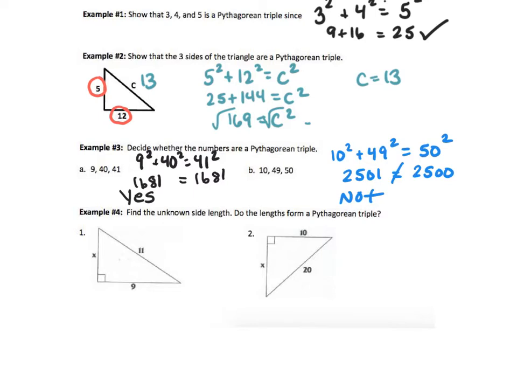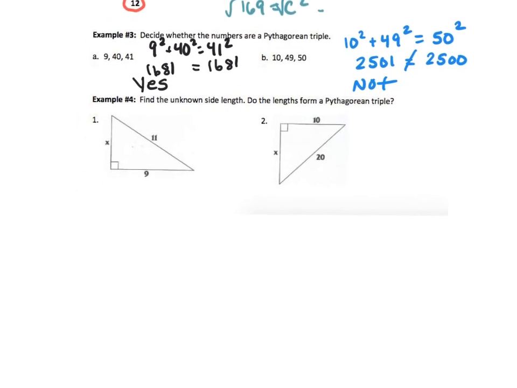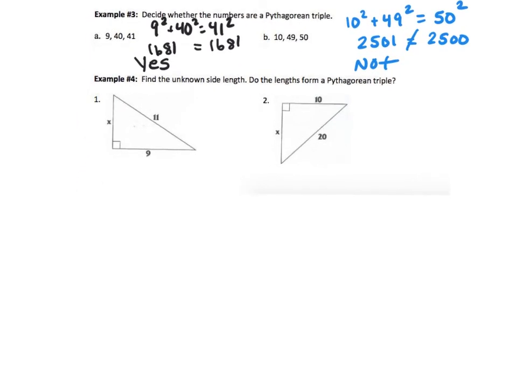So if we look at this last example, it shows find the unknown side lengths and figure out, do they make a Pythagorean triple? So we have 9, x, and 11. So the question is, which one is the hypotenuse? That's really all that matters, and that would be c here. So if I set up this equation, it's going to be x squared plus 9 squared equals 11 squared. Now that obviously has a solution. The question is, is that solution an integer solution?